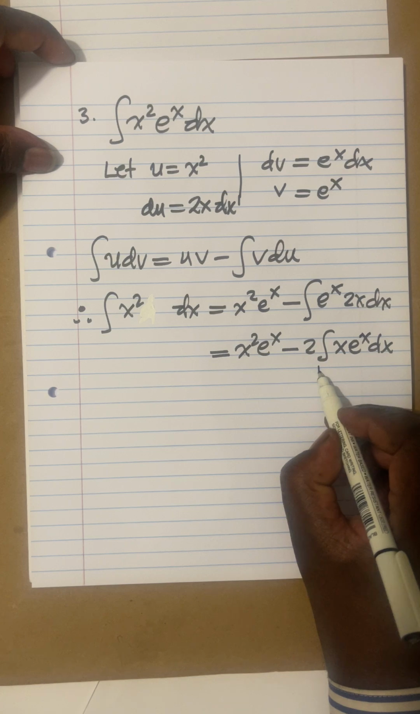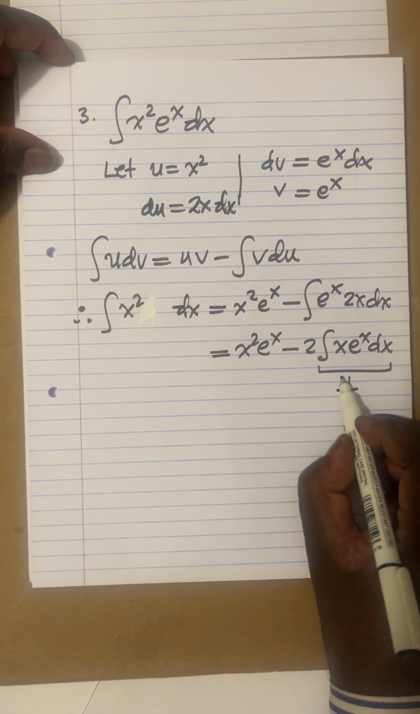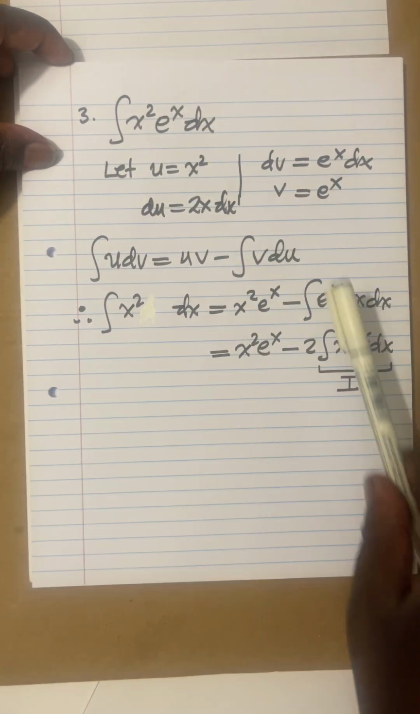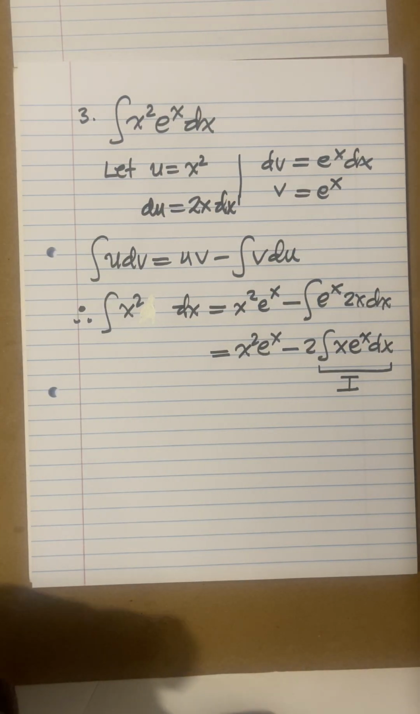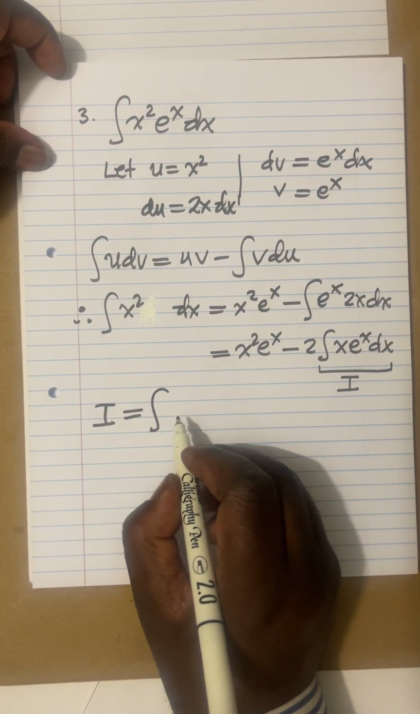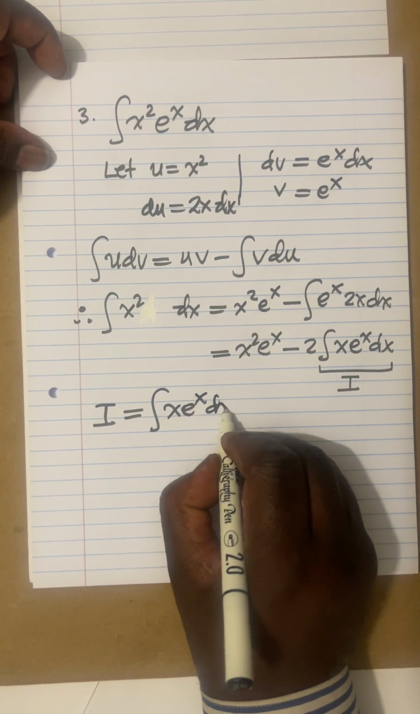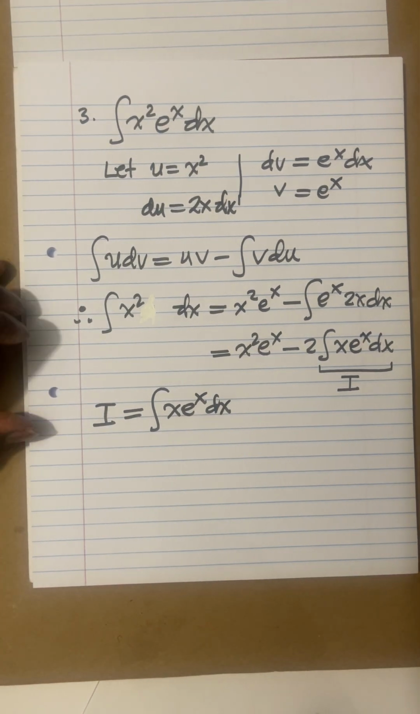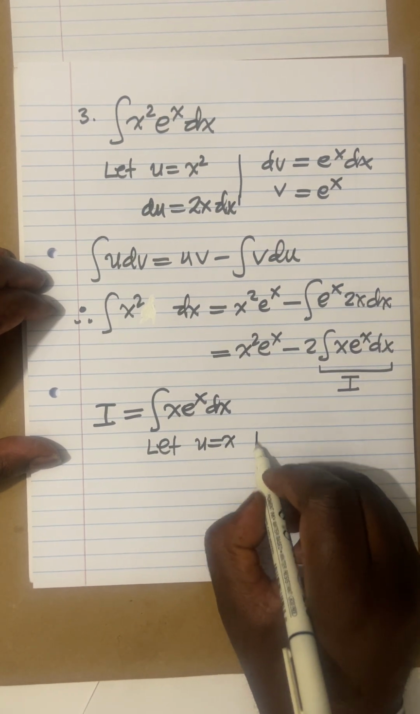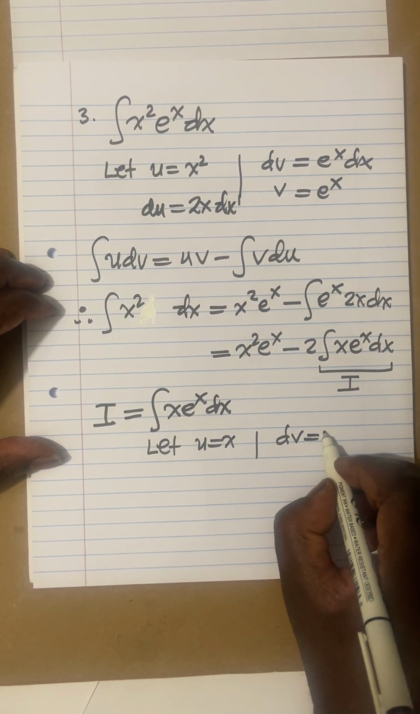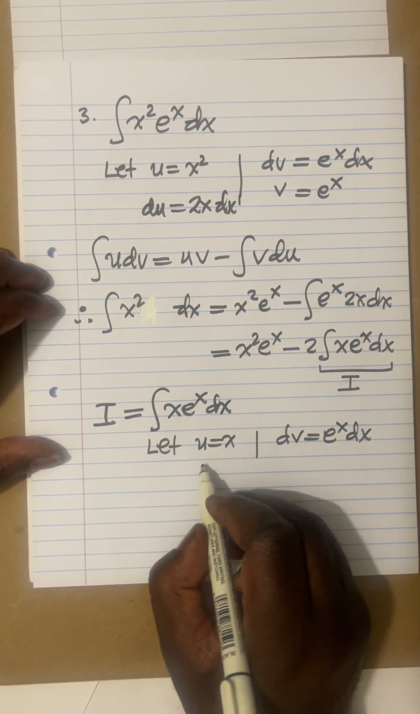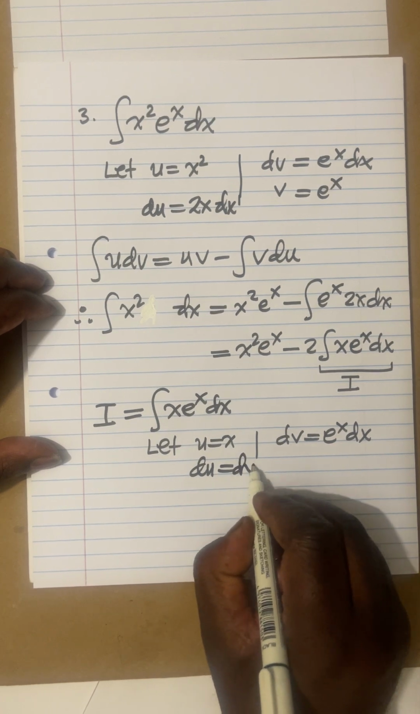Now I'm going to take this part here to be equal to I for integral. If we had I1 equals that, this would be I2, but I've decided to just call this one I. So we're going to say, what is our I? Our I is going to be the integral of x e to the power x dx. Now notice that here we can apply integration by parts again. We let u be equal to x, and dv equals e to the power x dx. Differentiate with respect to x, you're going to get du equals dx.